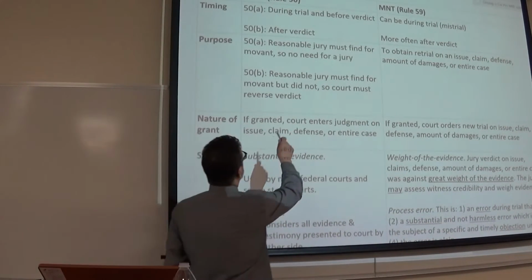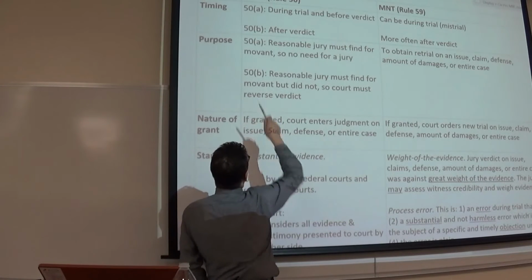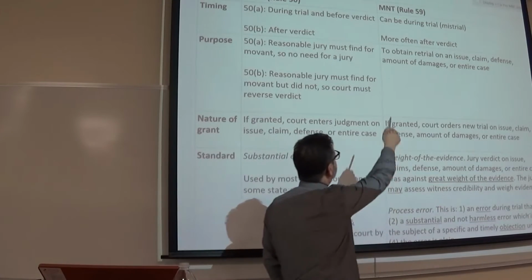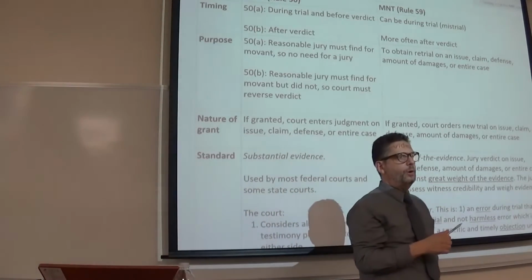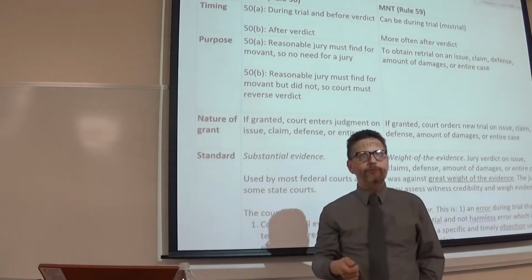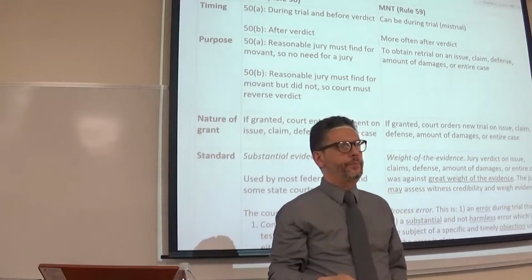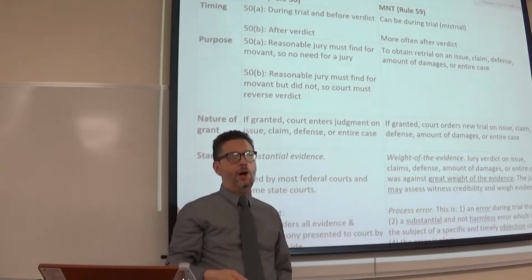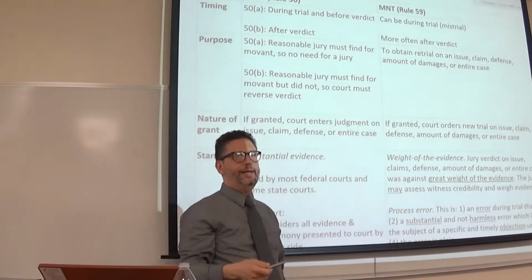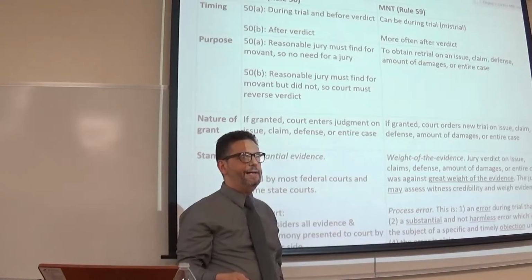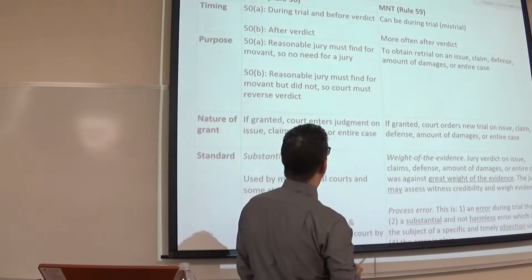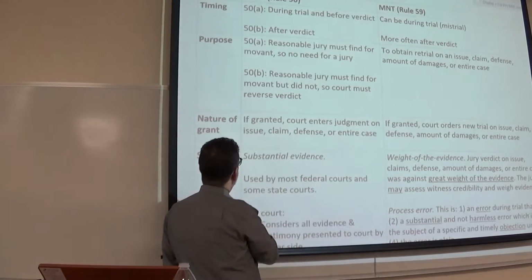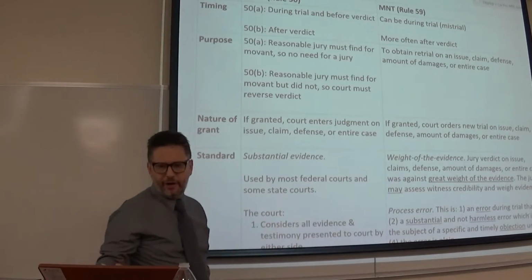A Rule 50 motion for judgment as a matter of law, I just talked about it, I won't repeat that. Motion for new trial could be during trial or after trial. If it's during trial, we often call that a motion for mistrial, all right? Or it can be after trial, a motion for new trial, which might be on the whole case, it might be on an issue, it might be on a defense, it might be on just one claim, and so on and so forth, all right? The standard varies between the two.